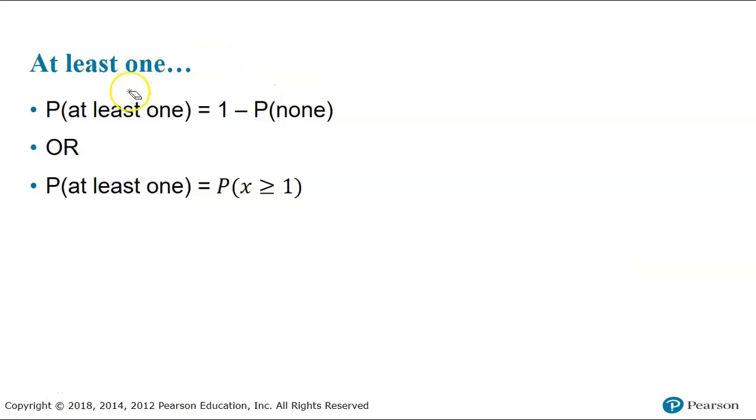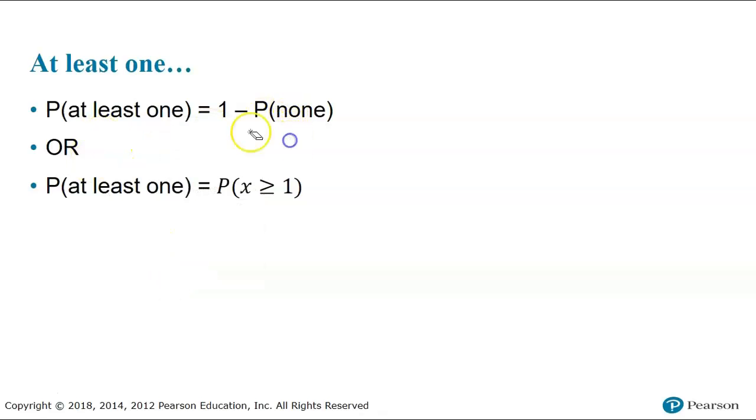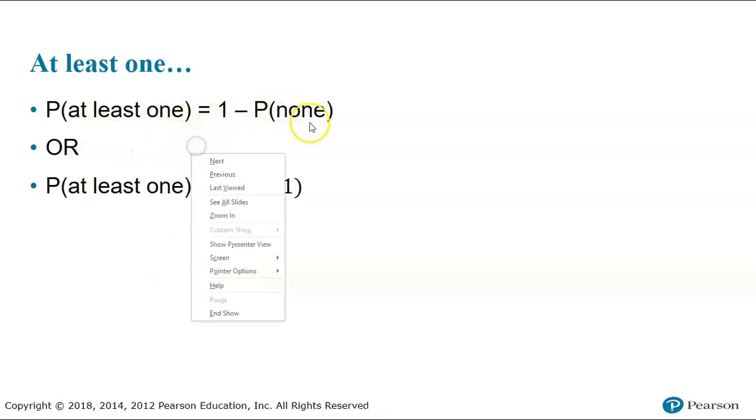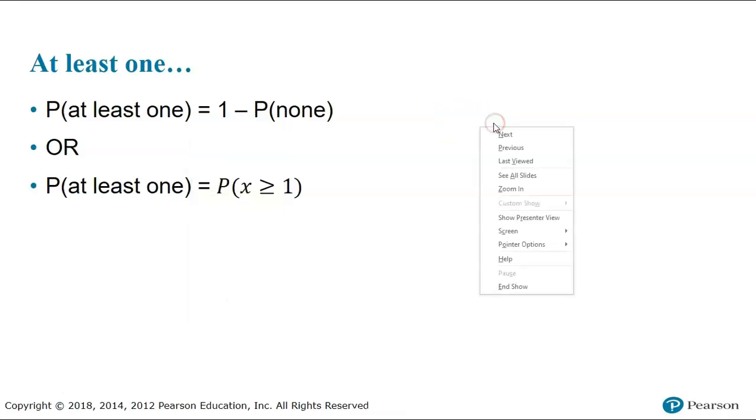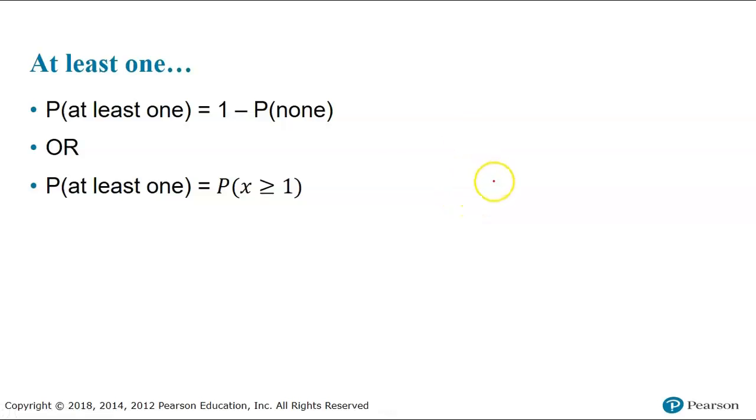Okay, so just to summarize that, the probability of at least 1 is 1 minus the probability of none. That was how we looked at it in chapter 4, and that will work whether it's binomial or not.